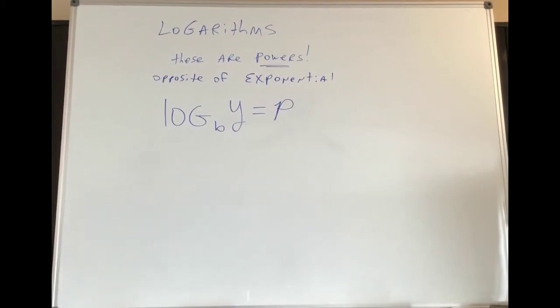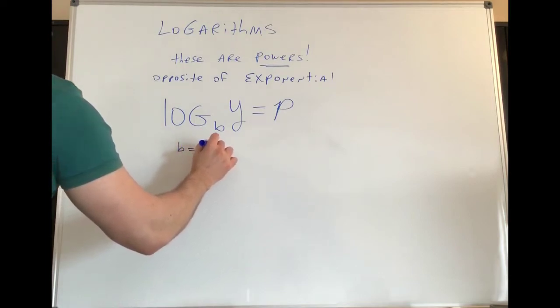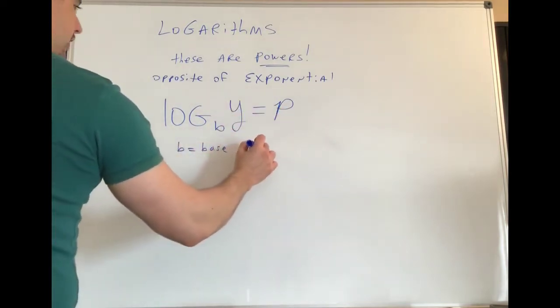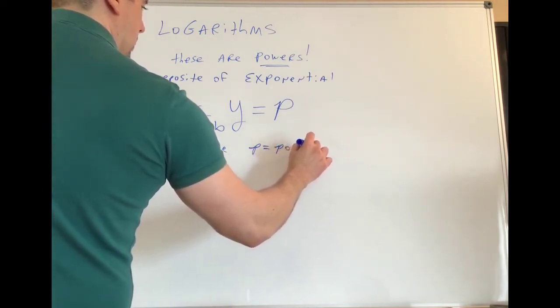All right, so here it is in all its glory. This is the concept of logarithms. These are powers. When you see a logarithm, think power. So think opposite of exponential. Here's the b again. The b stands for the same thing it did before, the base. And the p stands for the same thing that it stood for before, the power.